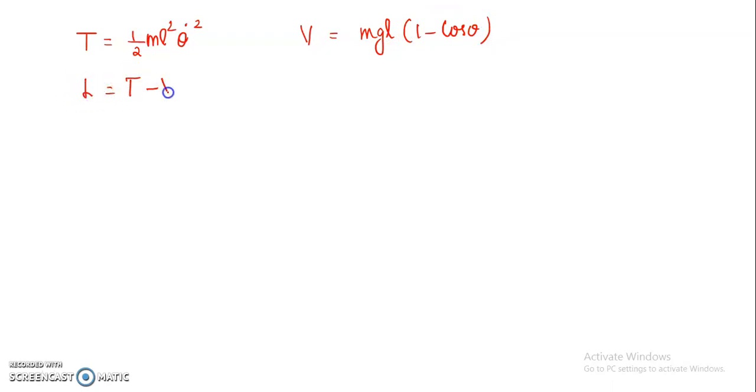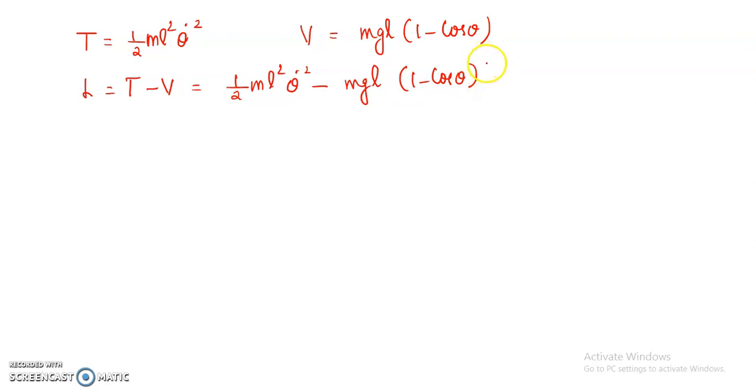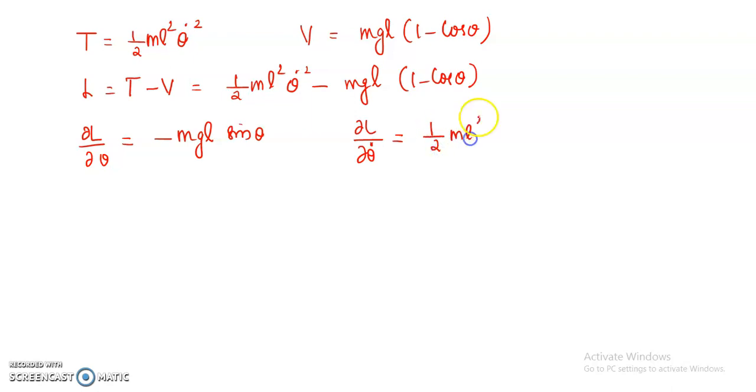So we obtained that kinetic energy T equal to half m L square theta dot square and potential energy V equal to mgL into 1 minus cos theta. Now we can form the Lagrangian L equal to T minus V, that is equal to half m L square theta dot square minus mgL into 1 minus cos theta. Now dou L by dou theta equal to minus mgL sin theta. Similarly, dou L by dou theta dot equal to half m L square into 2 theta dot, that is equal to m L square theta dot.